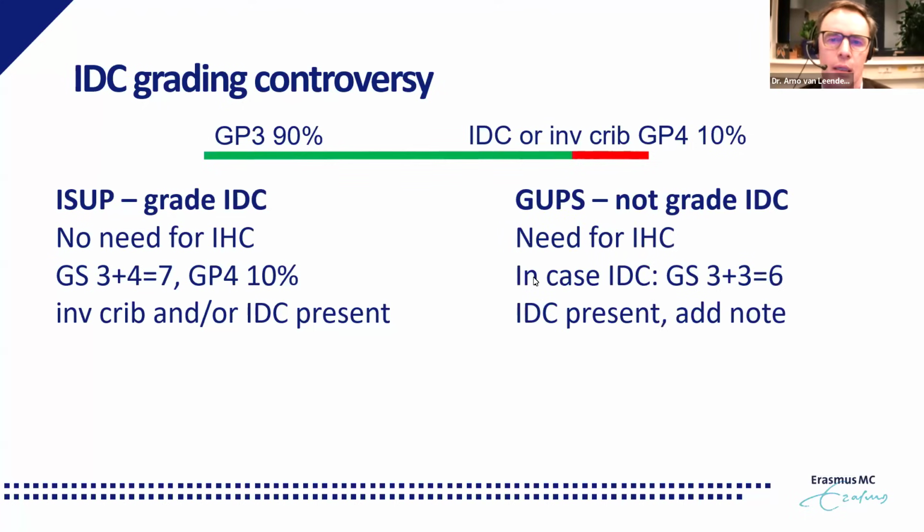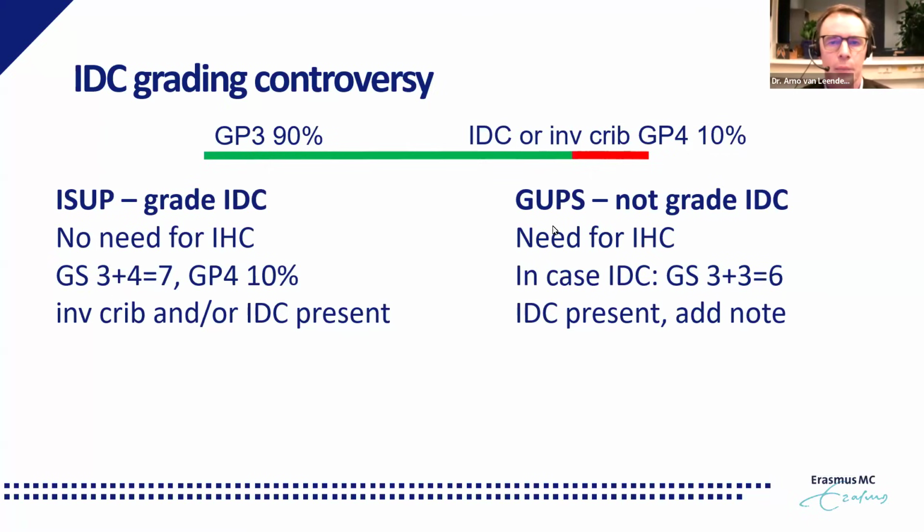GUPS is a slightly different scenario. They said, okay, if we do not know when IDC is not invasive, we should not grade it. So in that scenario, you would need to do immunohistochemistry. If basal cells were present around the cribriform lesion, you would grade it as Gleason score 6 with IDC, and then add a note that this probably is just an unsampled high-grade carcinoma, and that these patients should be treated.